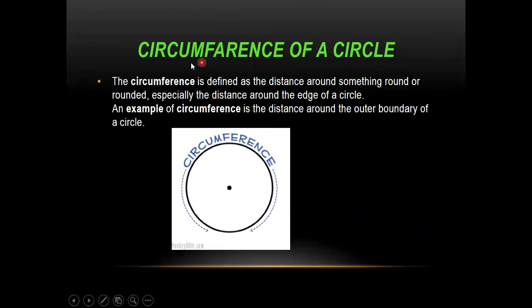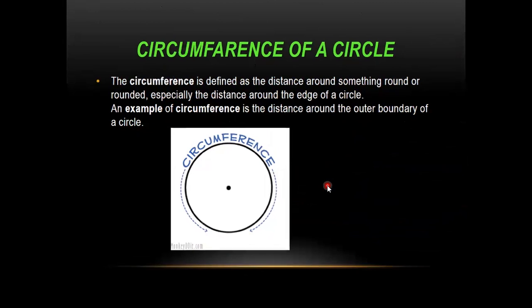Circumference of a circle. The circumference is defined as the distance around something round or rounded, especially the distance around the edge of a circle. An example of a circumference is the distance around the outer boundary of a circle. See, this is the circumference.